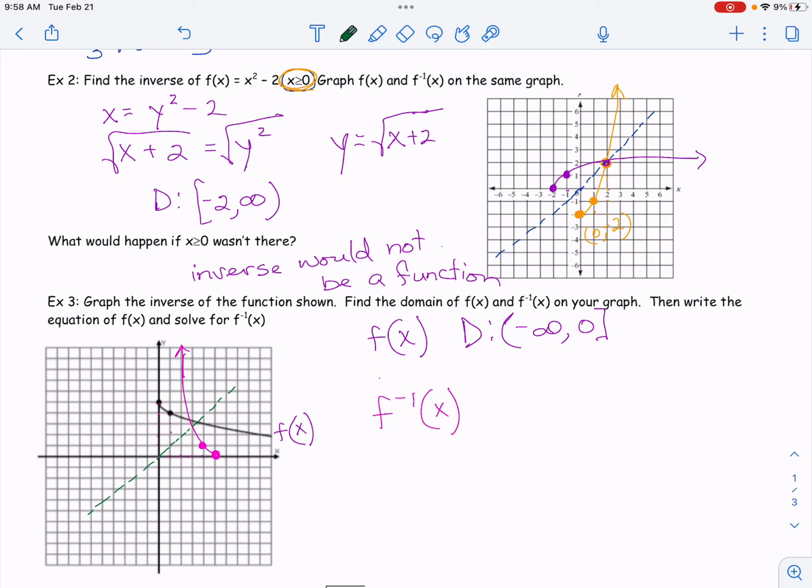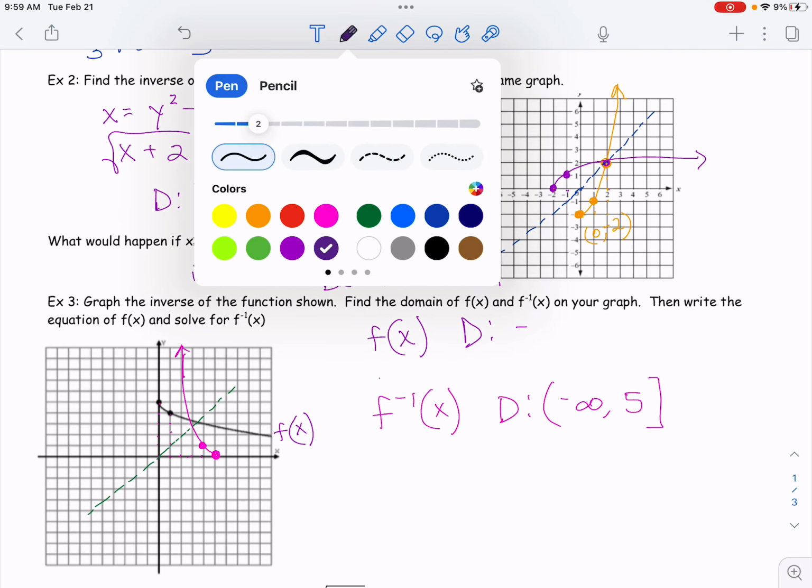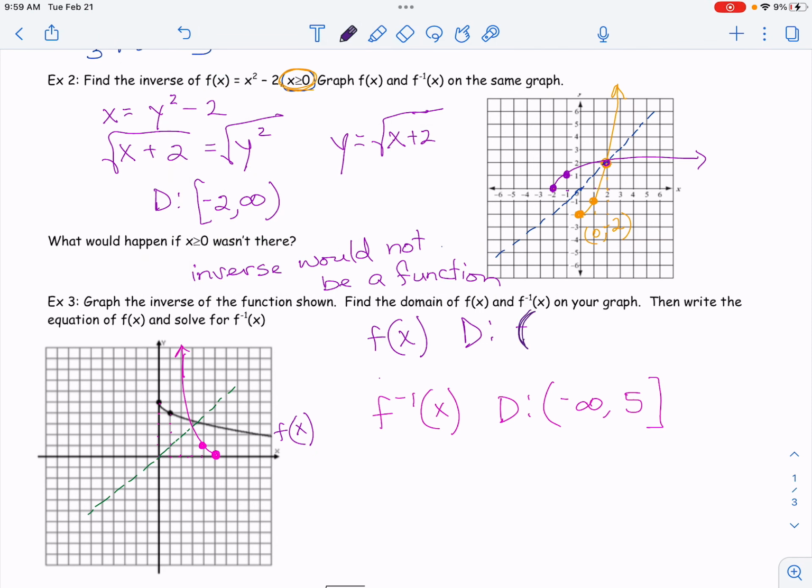So my domain for my inverse is going to be from negative infinity to 5. And this, I messed up. Go back to your domain for your first one. That should be from 0 to positive infinity. Like that.